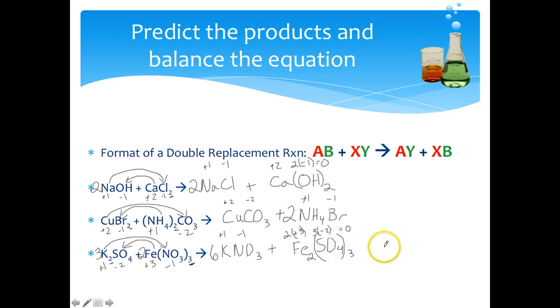All right, so that is it for part 1 of precipitation reactions. You are now able to predict the products and balance the equations. If you need to, watch the video again.